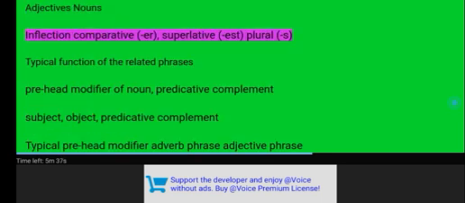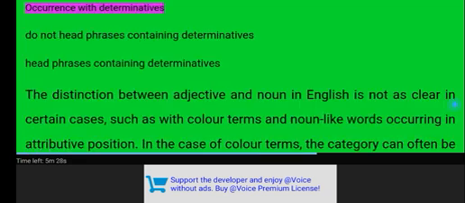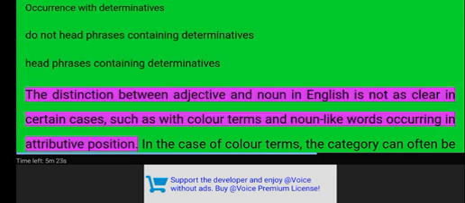Adjectives, nouns. Inflection: comparative or superlative -est; plural -s. Typical function of the related phrases: prehead modifier of noun, predicative complement; subject, object, predicative complement. Typical prehead modifier: adverb phrase; adjective phrase. Occurrence with determinatives: adjectives do not head phrases containing determinatives; nouns head phrases containing determinatives.